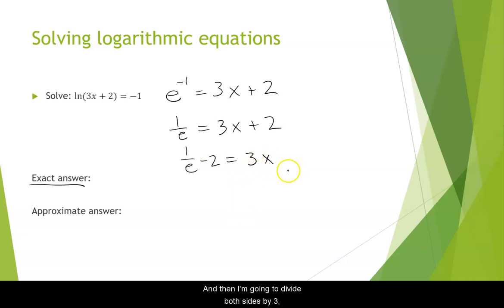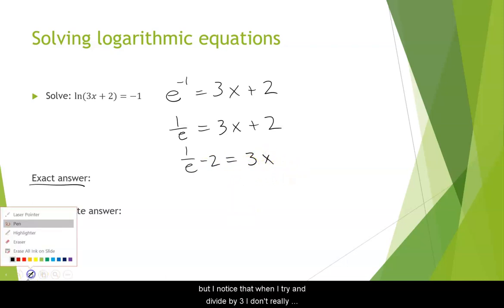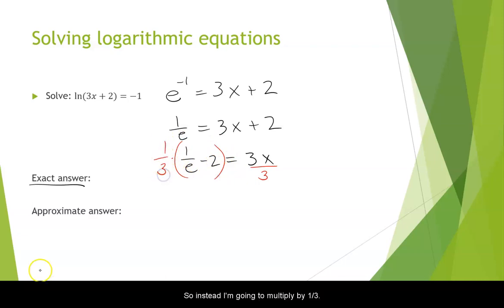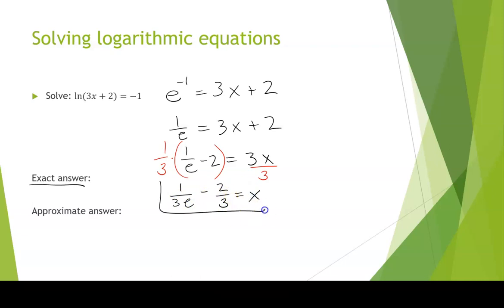And then I'm going to divide both sides by 3. But I notice that when I try and divide by 3, I don't really want to divide this side by 3 because I'll have a complex fraction. So instead, I'm going to multiply by 1/3. This becomes 1 over 3e minus 2/3 equals x. That, as ugly as it is, is the exact answer.